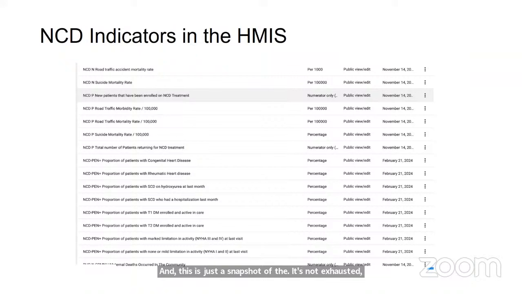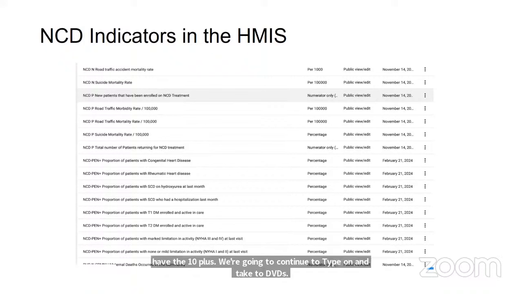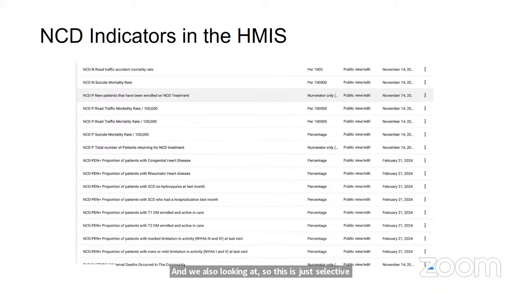At national level, we have the road traffic accident mortality and suicide prevention, and at program level, we look at the NCD in care and on treatment. And then we also have the 10 plus, where we look into congenital heart disease, rheumatic heart disease, sickle cell, and type 1 and type 2 diabetes. So these are just selected indicators that we're tracking. There are more, but I think we can always discuss later on.